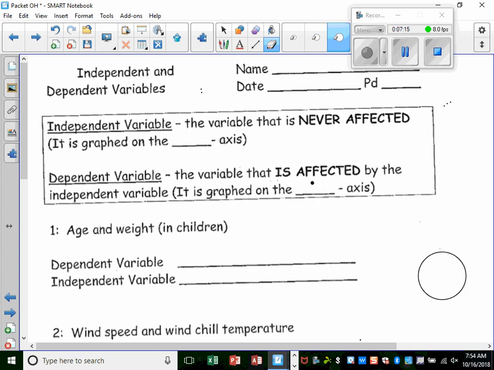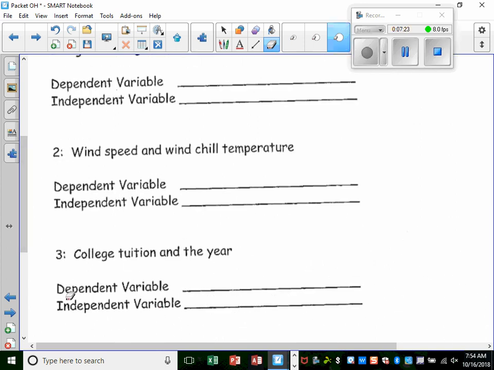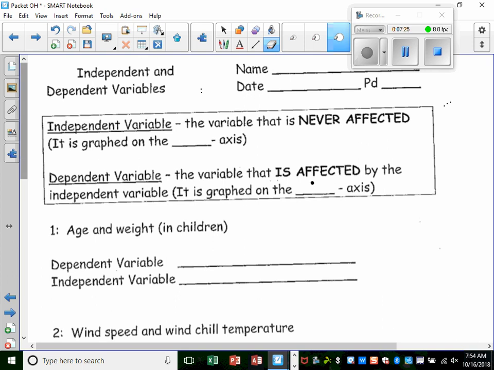Now, have you guys talked about independent and dependent variables yet in science? Yeah. Okay, very good. So we have independent and dependent variables, right? The independent variable is the one that's not affected, and we usually graph that on the x-axis. And the dependent variable is the variable that is affected by the independent, and we graph that on the y-axis.